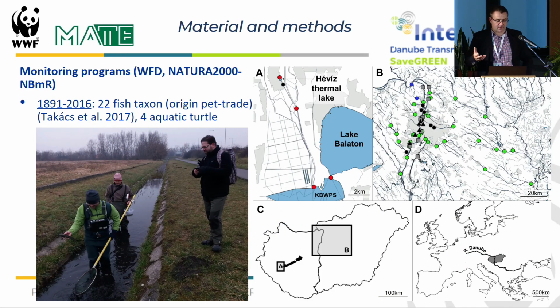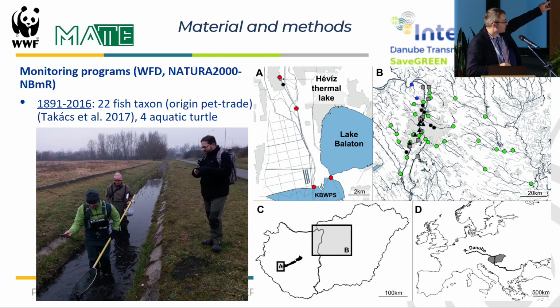This was the past. In the late end of the 19th century, the import of different pet trade originated fish species into different water types in Hungary started. Until then, we could detect 22 fish taxa as pet trade origin species. And from these results, we started a new monitoring program focused only on thermal water polluted man-made or natural habitats.